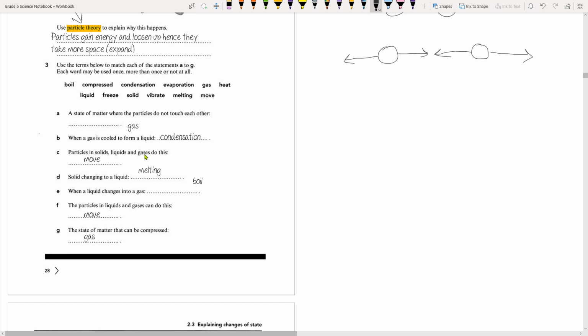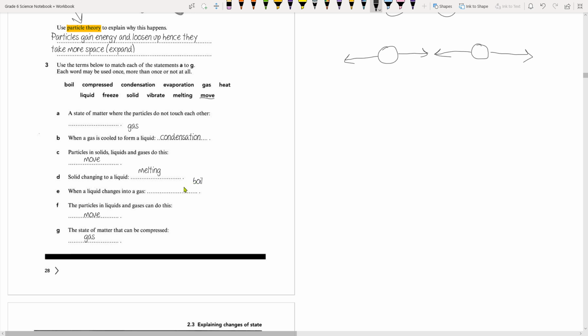Particles in solid, liquid, and gases do this. All of them move. They have different types of motion, but movement is there. So the word move is also there. Solid changing to a liquid, that is called melting. When a liquid changes into a gas, that is when you call it boiling.